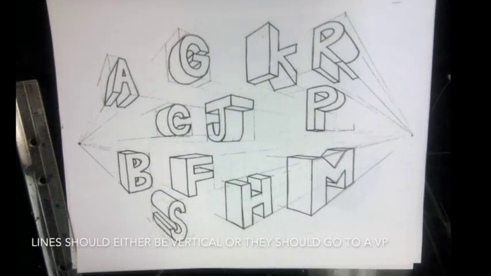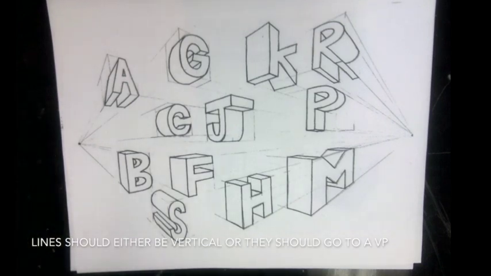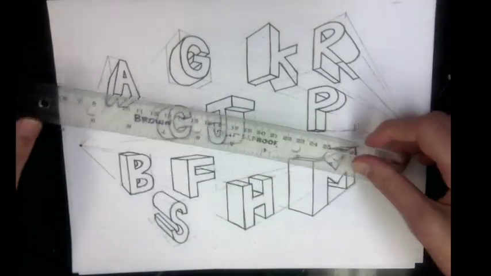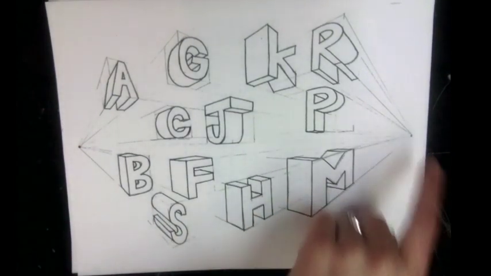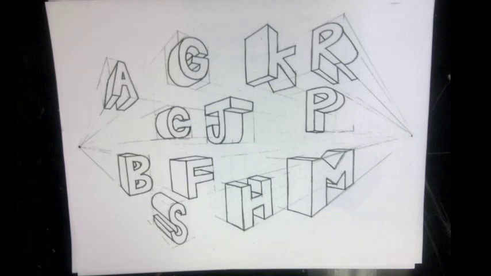Remember that your lines should always be vertical, or they should go to one of the vanishing points. You should never have a line that has no direction. There are some exceptions, and with curved shapes you have exceptions as well, but for the most part you should only have 3 types of lines: vertical, or a line that goes to vanishing point 1, or a line that goes to vanishing point 2. Have fun problem solving and creating some awesome complex 2-point perspective art.